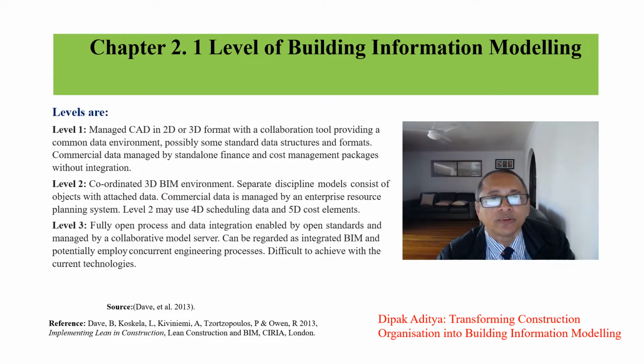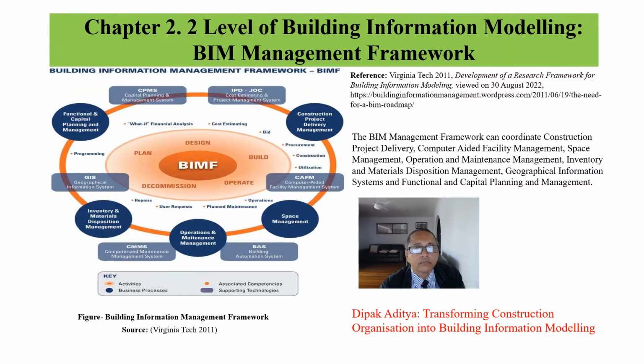There are 3 levels of building information modeling. Level 1, manage 2D or 3D with collaboration providing a common data environment. Level 2, coordinated 3D environment, separate model discipline. Level 3, fully open process and data integration by the collaborative model server. As mentioned before, UK has mandated level 2. Norway and Austria have level 3. Australia did not specify the level yet.